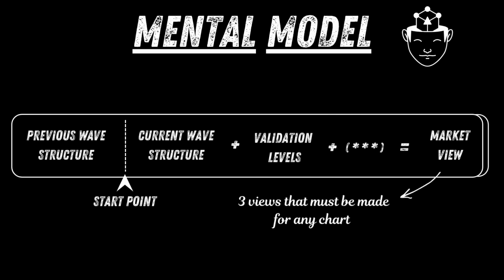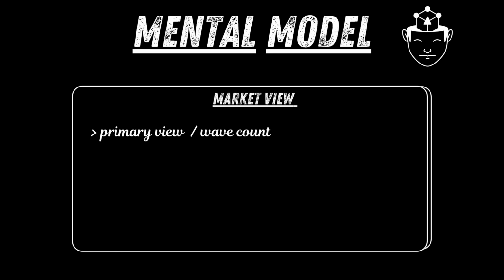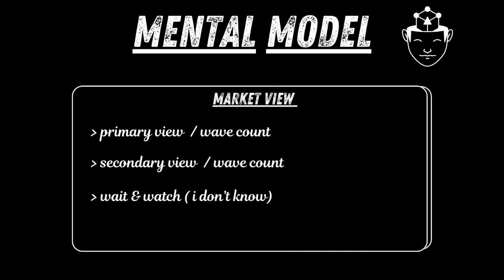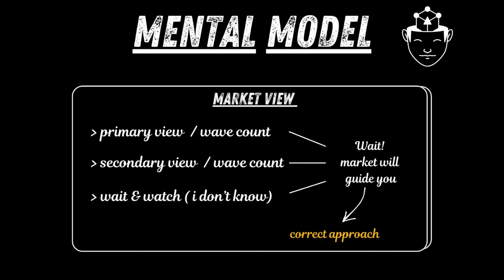There are 3 views you need to make for any chart you are tracking. The first one is the primary view. Second is called the secondary view. Third one is called I don't know. It basically means wait and watch. These are the 3 views for any chart you must make. The market will guide you and tell you which view is correct. This is the exact correct approach to applying wave theory in the market.